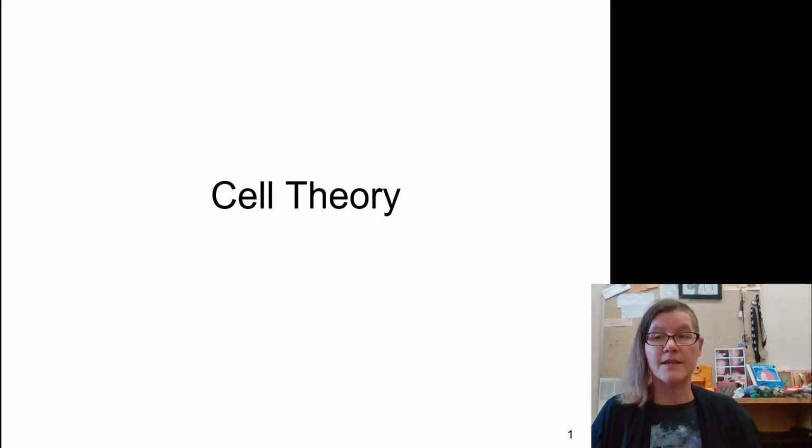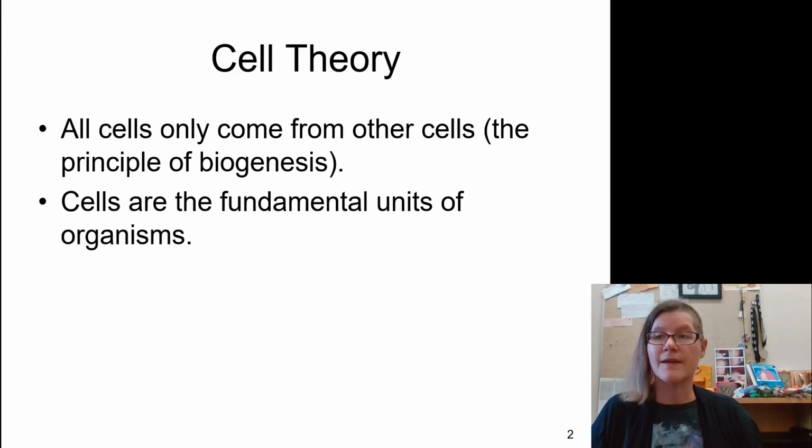All right, so first of all, what is cell theory? Well, the idea of cell theory is two basic things. It's the idea that all cells come only from other cells, and that cells are the fundamental units of organisms, or the fundamental unit of life. Of course, you might wonder why this is important.